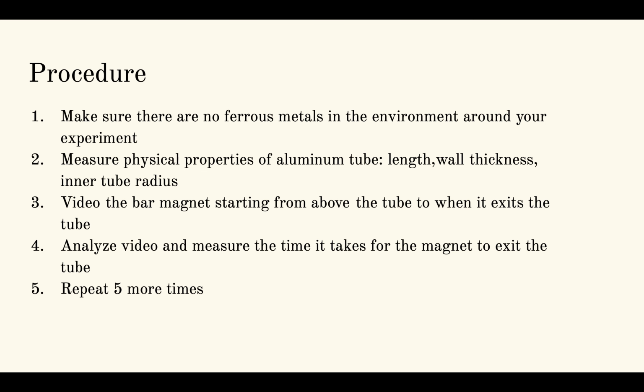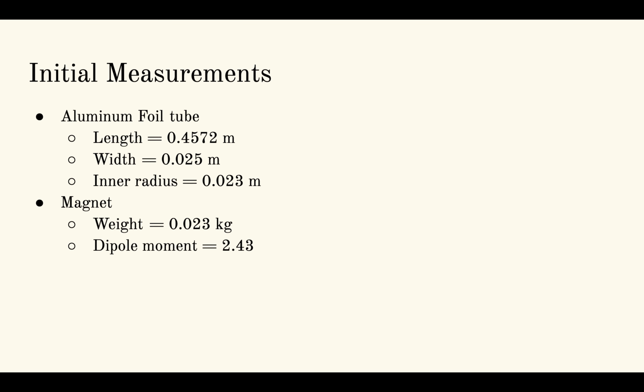So here's the procedure for the lab. First, make sure that there are no ferrous metals in the environment around your experiment, and then measure physical properties of the aluminum tube, such as its length, wall thickness, and inner tube radius. Then video the bar magnet starting from above the tube to when it exits the tube. Analyze the video and measure the time it takes for the magnet to exit the tube, and repeat 5 times.